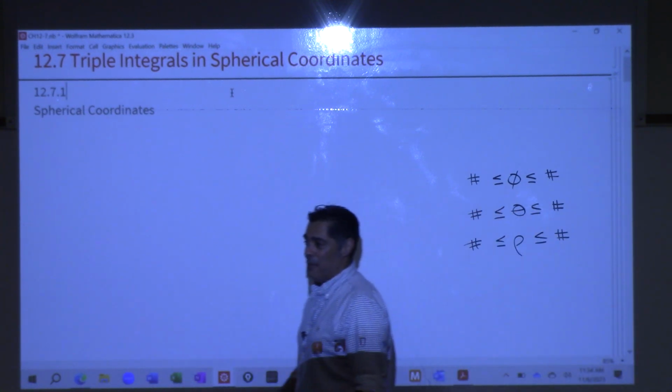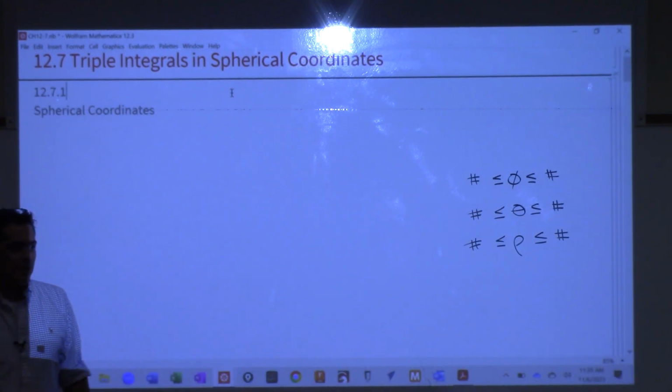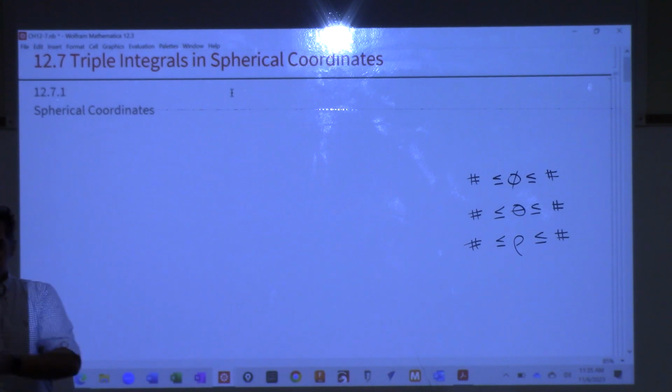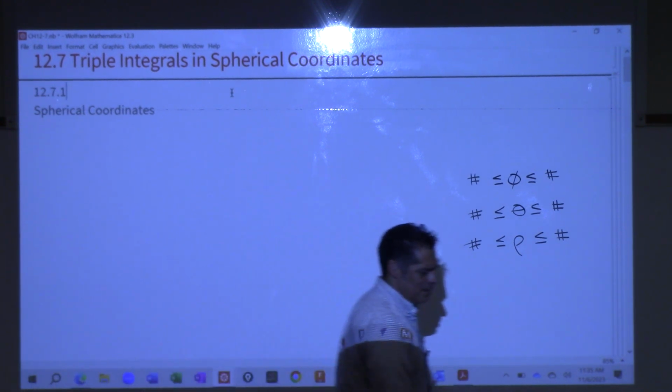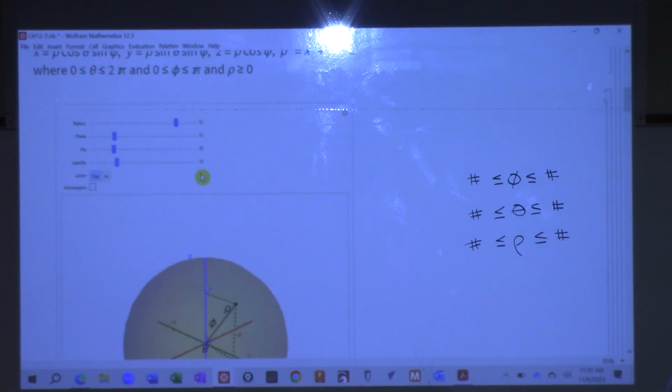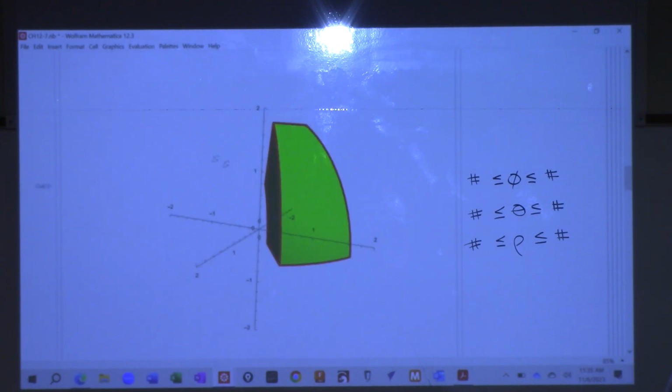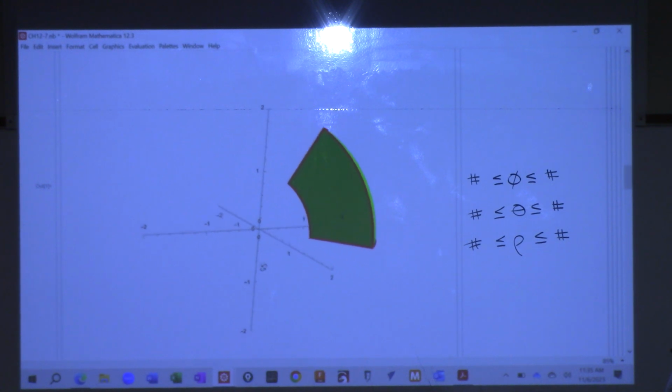It's hard to describe. It's like your phi is allowed to go like this. Your theta is allowed to go like this. So it's like that. See me doing that? Triangle? And then your rho can go out like that. It's weird. I just showed you. There it is. That's what it looks like.